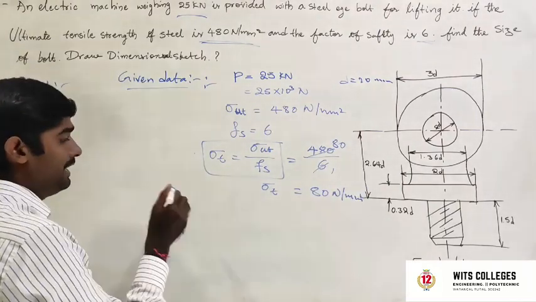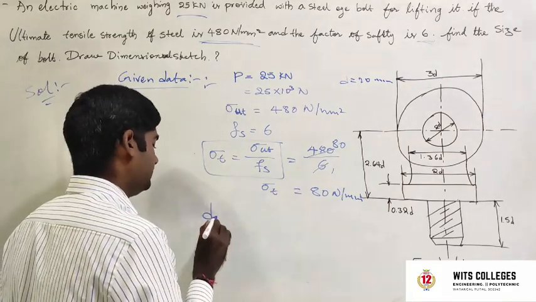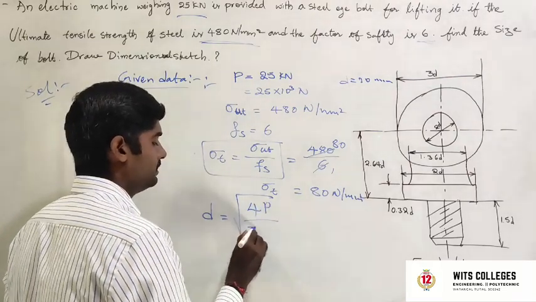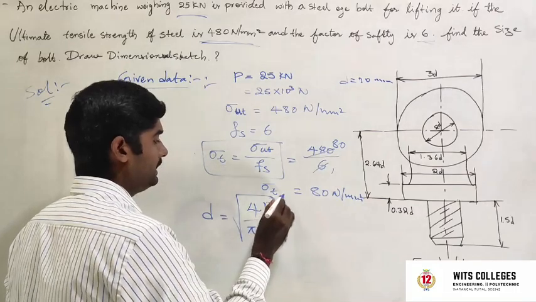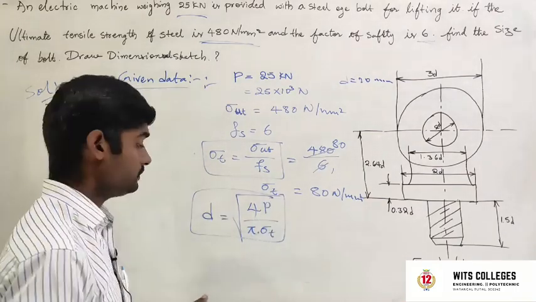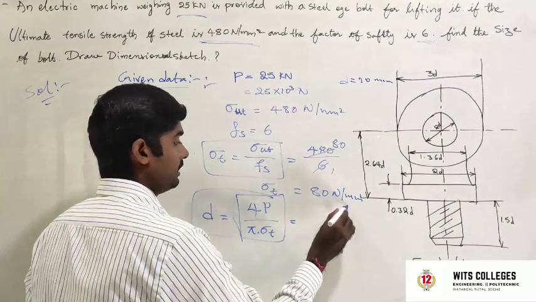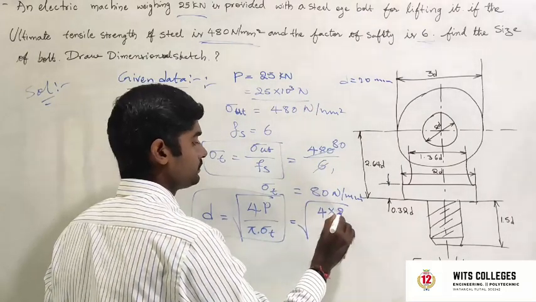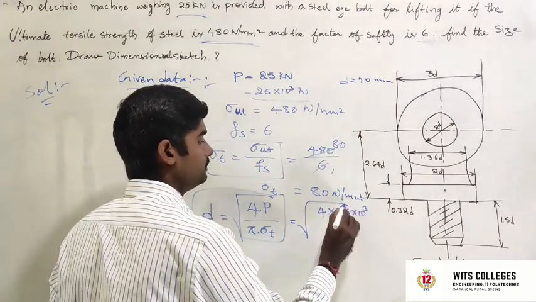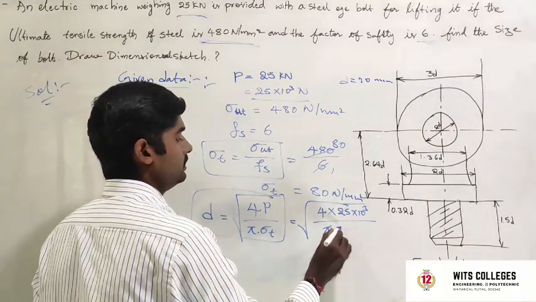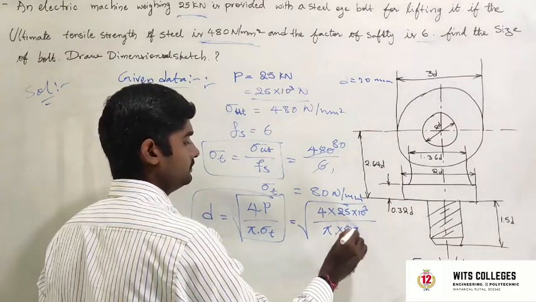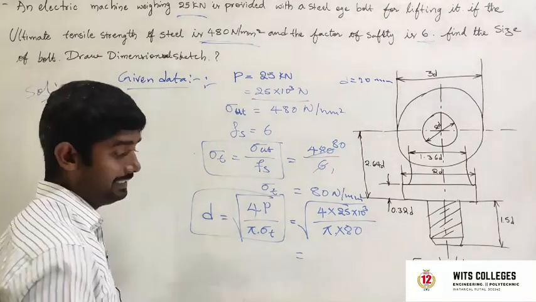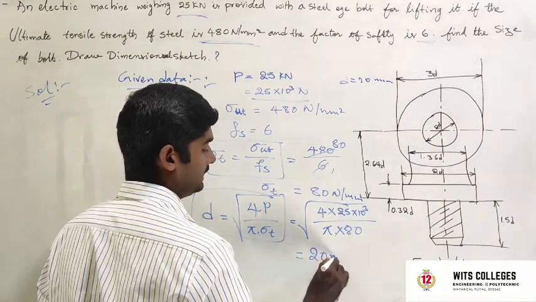Okay, using this, find out the core diameter D. D is equal to under root 4P by pi into sigma t. Using this formula, find out the D. Substitute: under root 4P, that is 25 into 10 cube, by pi into 80. Okay, approximately the answer is 19, and approximately D is equal to 20 mm.